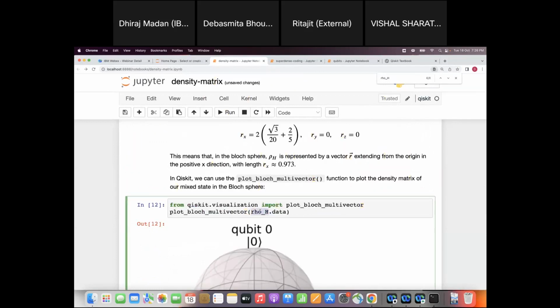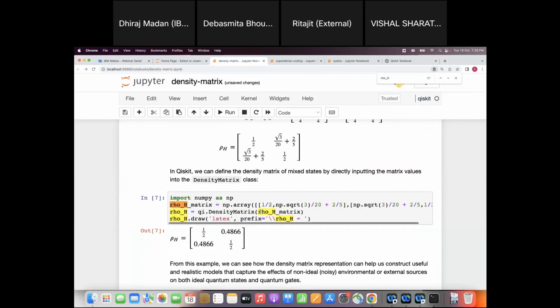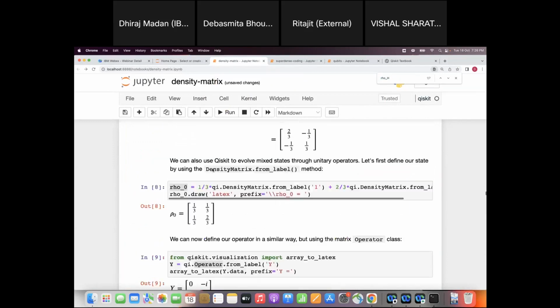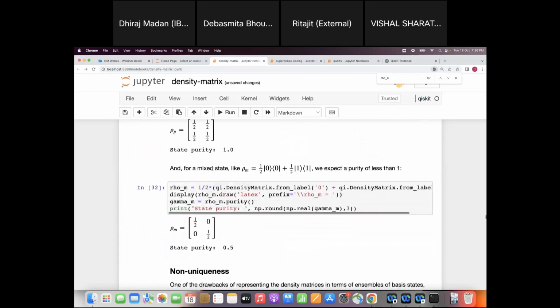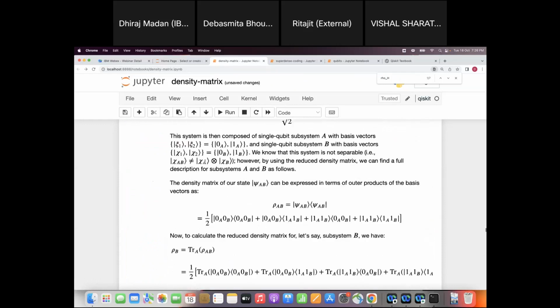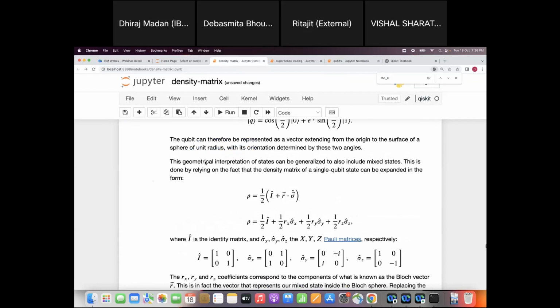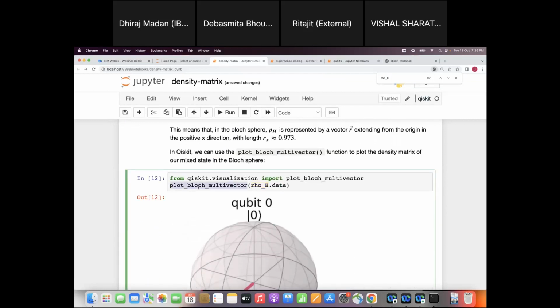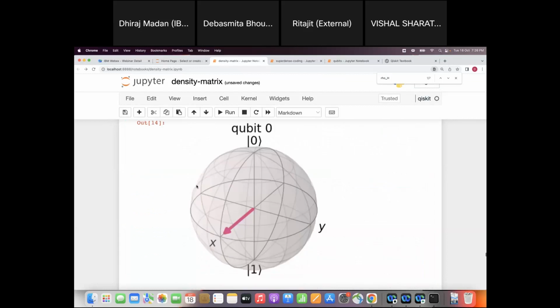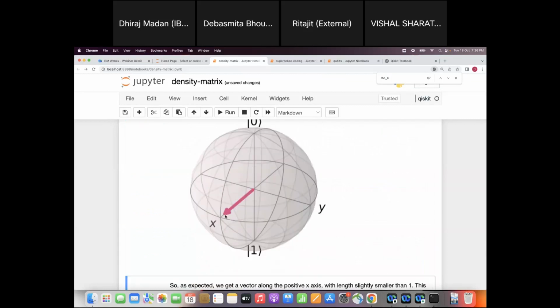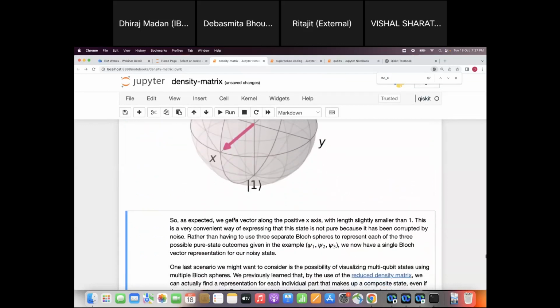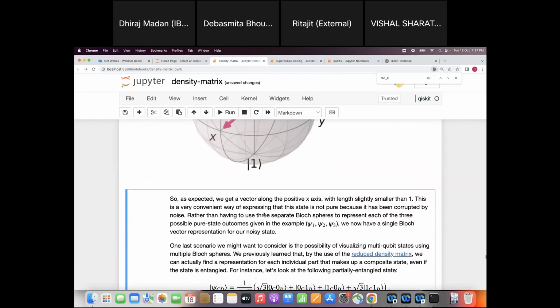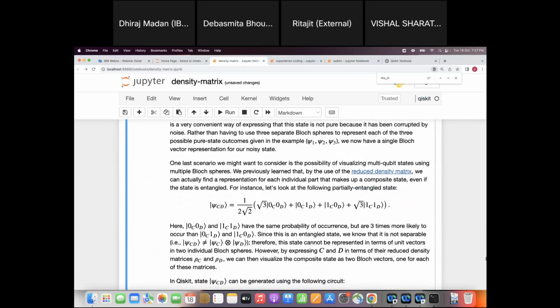So let's see what this rho H we defined. Here they defined this rho H. You can also use this plot Bloch multivector to plot this rho H, and you can see that it almost lies on the x-axis, but it's not on the surface, it's on the inside of the sphere, right? So basically its length is slightly smaller than that, because it's not a pure state.